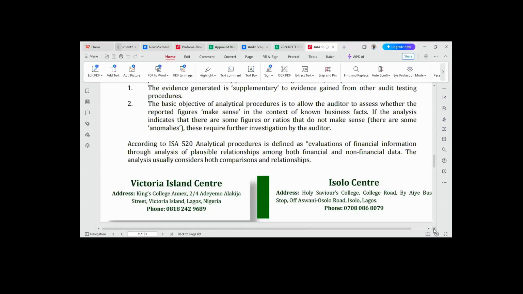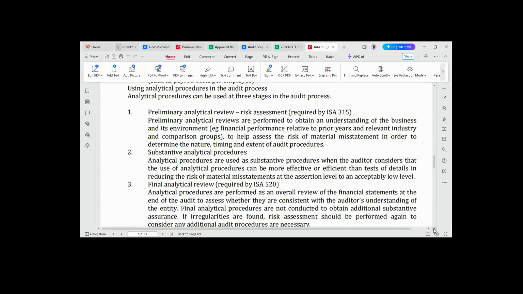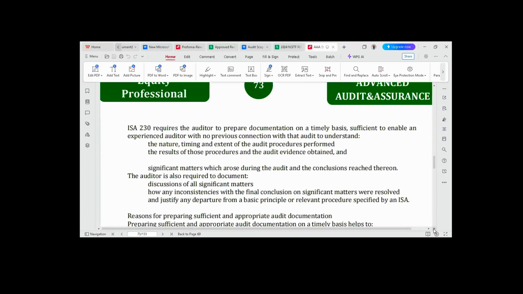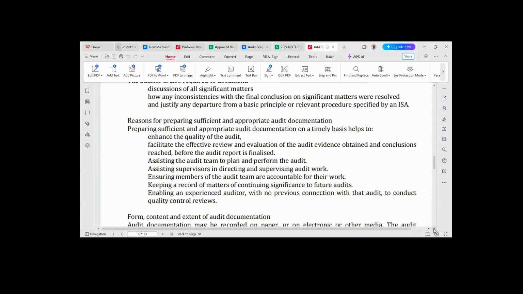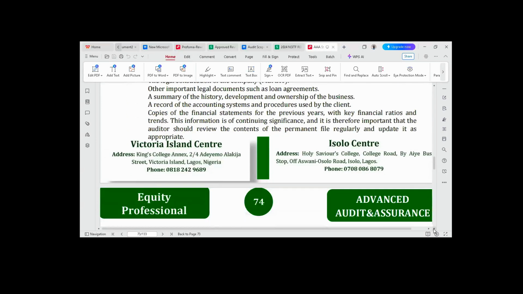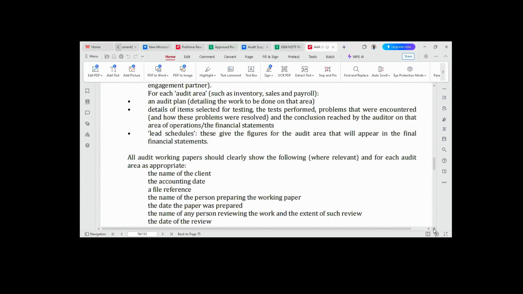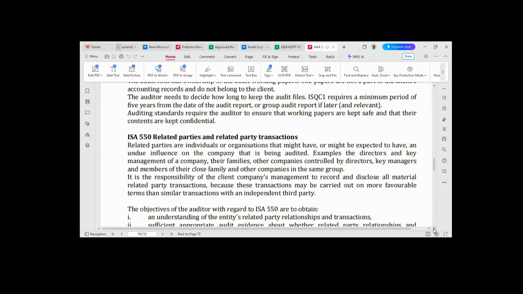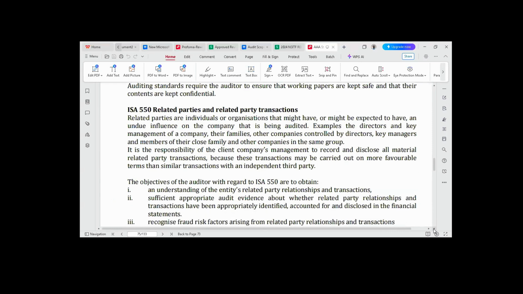We also looked at audit documentation last class. So we've done all of that. When we talk about the permanent audit file and the current audit file, all of that were discussed last class. So I want to see where we can start today. So let's start. Let's revise this one.